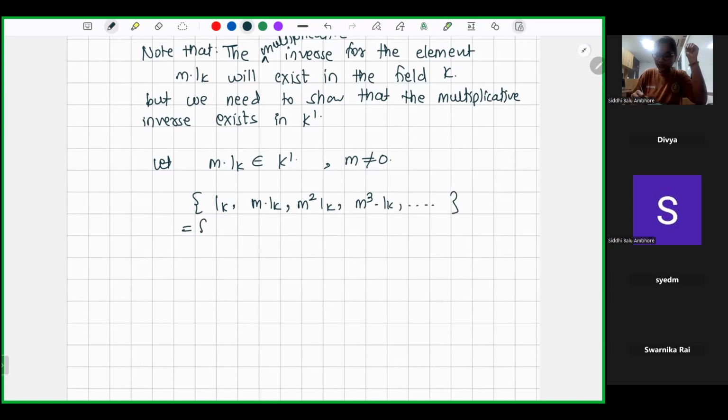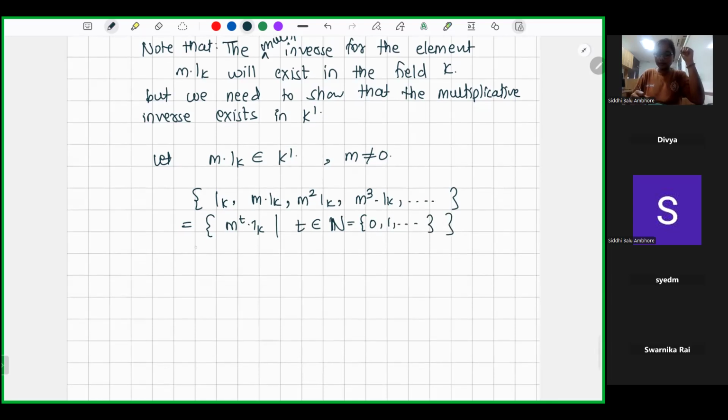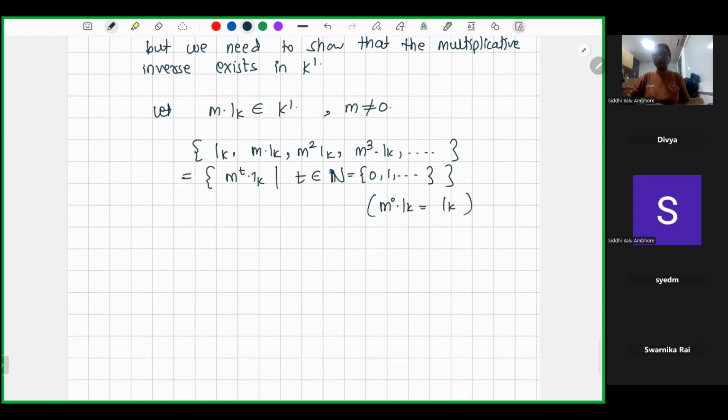So, in short, I'm taking this set: m to the power t, into 1k, such that t belongs to N. When I'm writing this N, it is 0, 1 and so on. The reason being that m to the power 0 into 1k is just my 1k, just for the sake of notation. And that's how it will be.